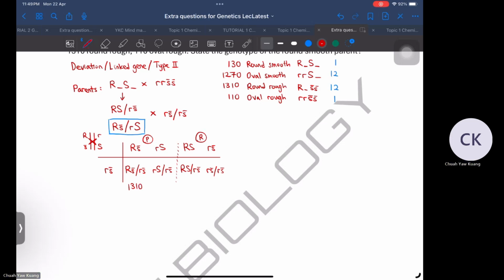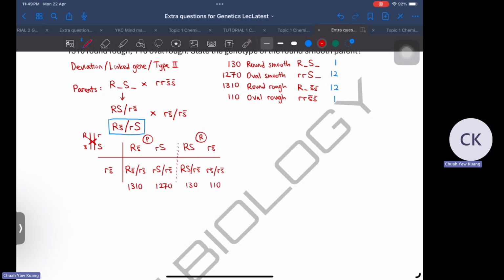Then next, the second one with two small r and one big S. Two small r would be wrinkled, and one big S would be smooth. So it will be wrinkled smooth, and the total number is 1270. Then next, one big R, one big S must be round smooth, and that is 130. And lastly, wrinkled rough would be the number 110.